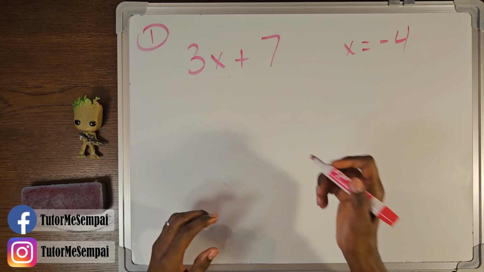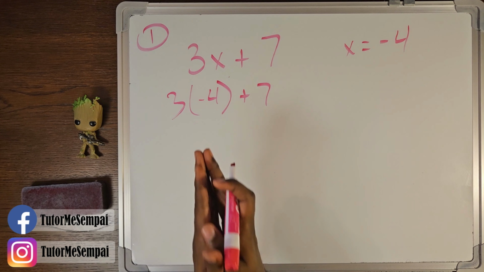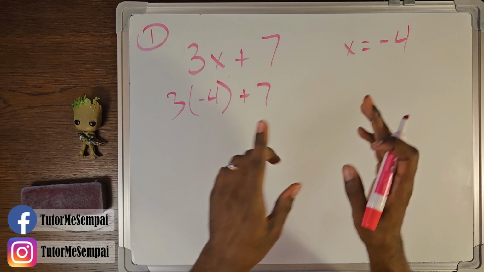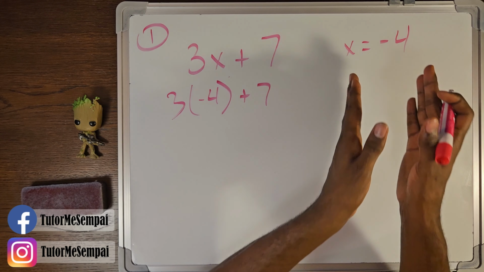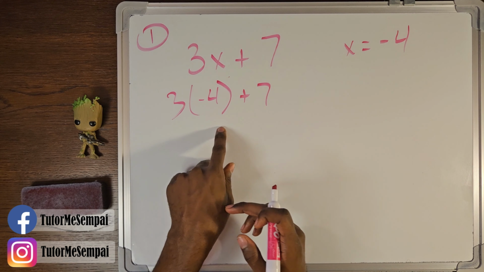We're going to do 3 times a -4 plus 7. All we're doing is plugging in our value for the variable that we have. In this case, x. We know it's going to be a -4, so anytime we see an x, we're going to throw in this value. And then we multiply across.